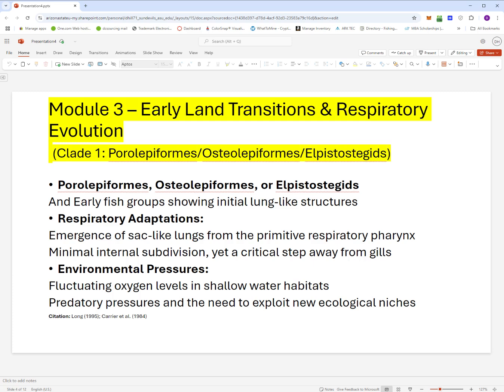Additionally, these adaptations may have provided a survival advantage in environments where predation was high. This is spoken about by Lung and Carrier et al., that found forcing early vertebrates to explore new ecological niches were driven by these factors.